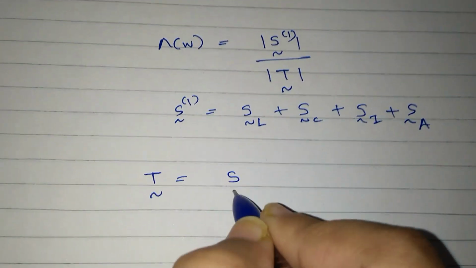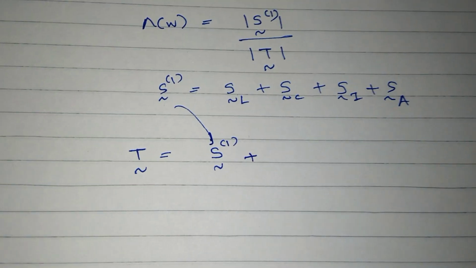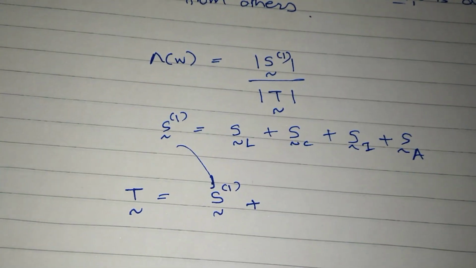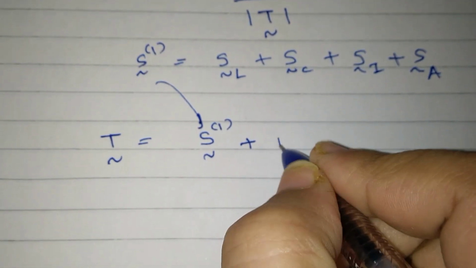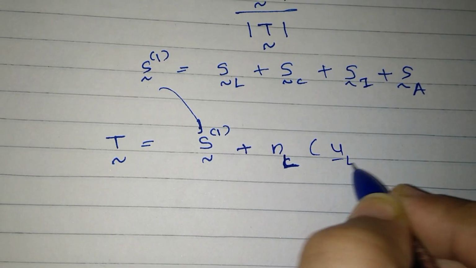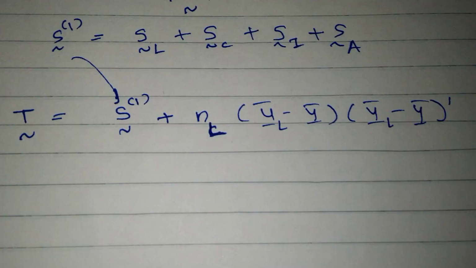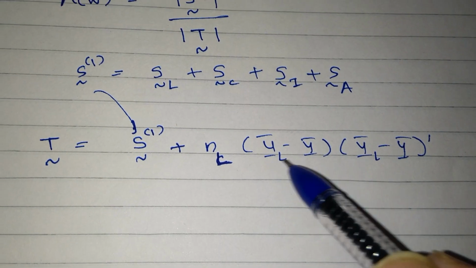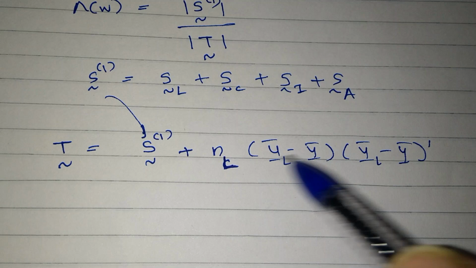actually consists of 2 terms. The first term is S1, that is this term, plus you need a kind of deviation of each group mean from the overall mean type of term. Okay, so if I do that here, I would have, sorry, let me start from the first: NL times YL bar minus Y bar into YL bar minus Y bar prime. Okay, so YL bar is the mean for data from the first site, Y bar is the overall mean.